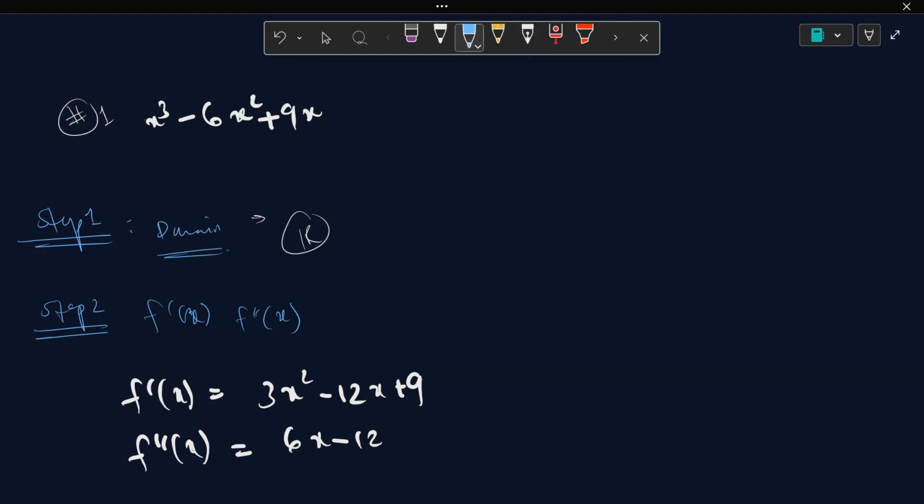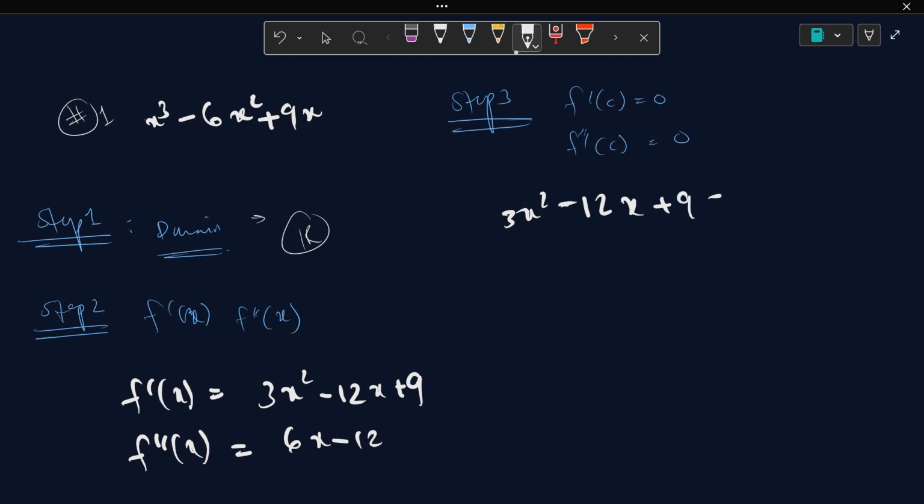Now I'm going to move on to step number 3. What is step number 3? Step number 3 is to determine the critical points, by making f prime of c equal to 0. The critical points are found by making the first derivative equal to 0, and you also have to determine the inflection point, which is found by making the second derivative equal to 0. I have my first and second derivative, so I have to make them equal to 0. The first one: f prime equals 0.